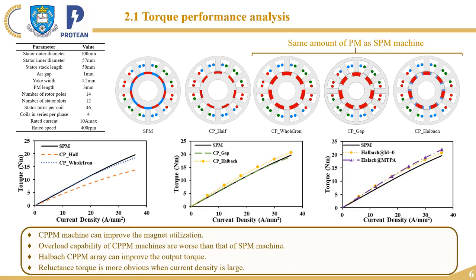Here are the results. From the first figure, the orange line, we can find that the CPPM machine can improve the magnet utilization, especially under light load condition. But it is also obvious that the overload capability of the CPPM machine is worse than that of the SPM machine. In the second figure, the yellow line, the Halbach CPPM can improve the output torque. And in the third figure, it is obvious that the reluctance torque is more obvious when the current density is large. This will be explained in the next slides.